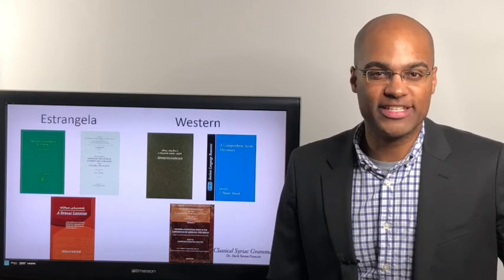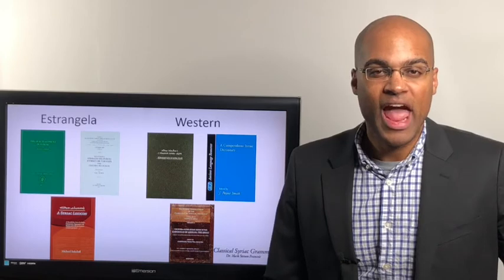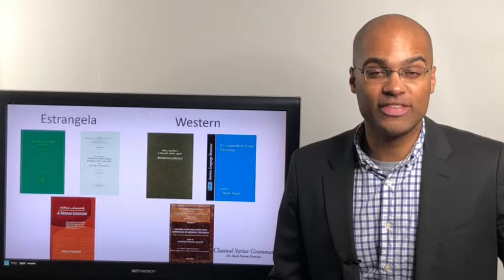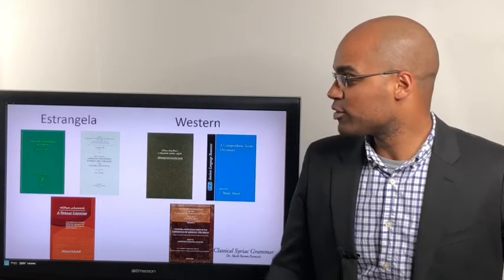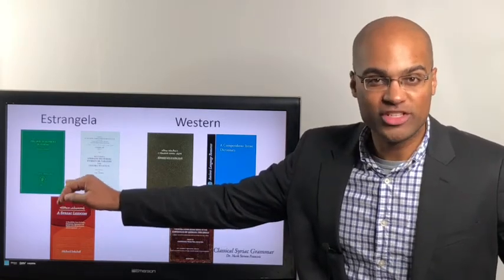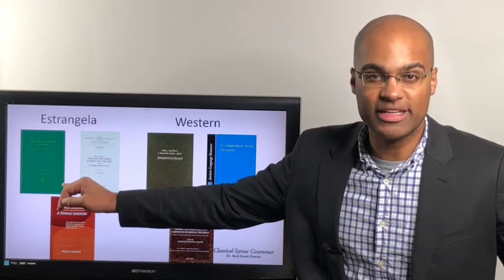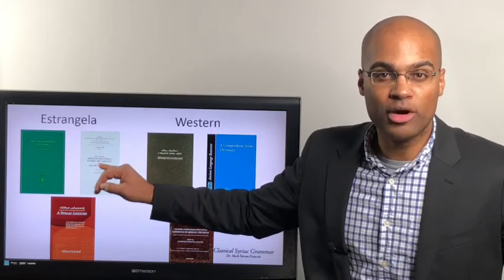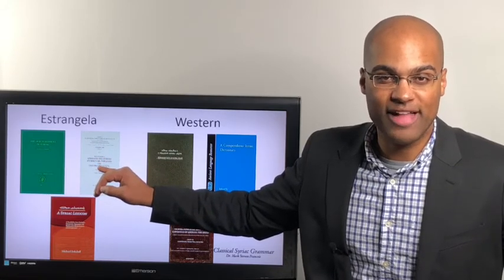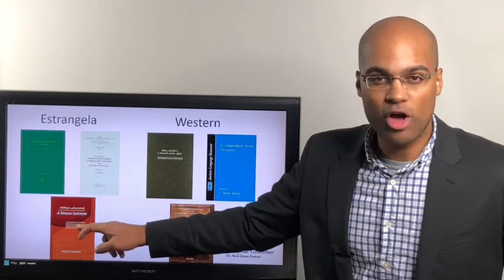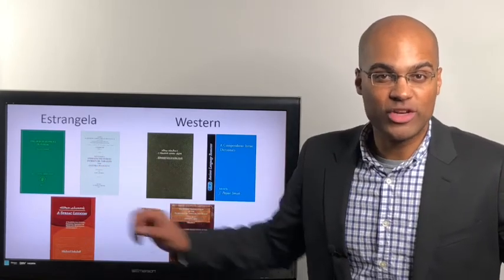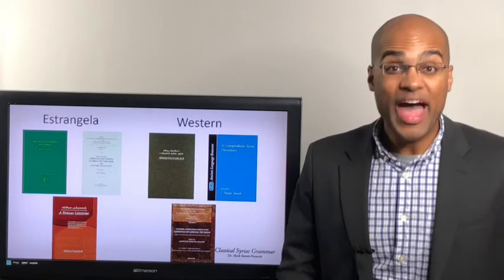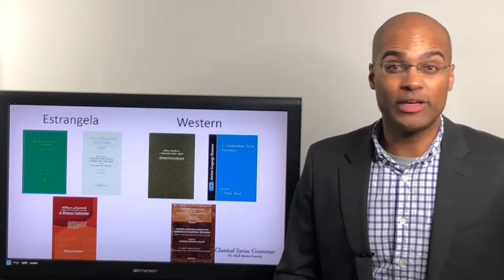But there's another reason why I think it's important to focus on the Estrangela script, and that has to do with the fact that there are a number of important resources that are written and published using the Estrangela script. So a couple of examples, we have the Leiden Syriac Peshitta, which is the standard critical edition of the Old Testament in Syriac. We also have the Corpus Scriptorum series, which produces a number of important critical editions of works written in Classical Syriac. We also have Michael Sokoloff's A Syriac Lexicon, which is a very important resource for translating Syriac texts into English.